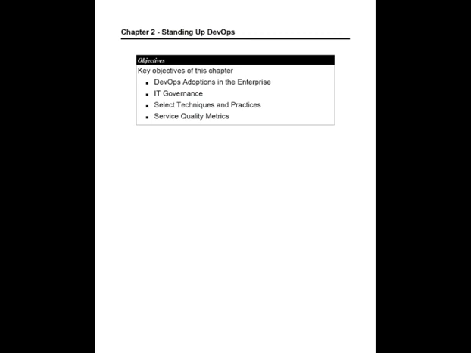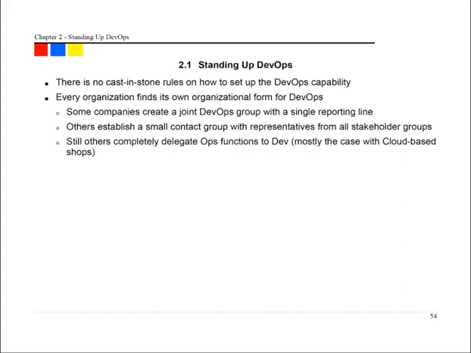And we're going to move on and talk about starting up DevOps practice. So in this section, we'll talk a little bit about the impact on the enterprise, how we fit into the enterprise, some governance issues we need to be concerned about, and how to think about the techniques, practices, and metrics that we'll use around DevOps.